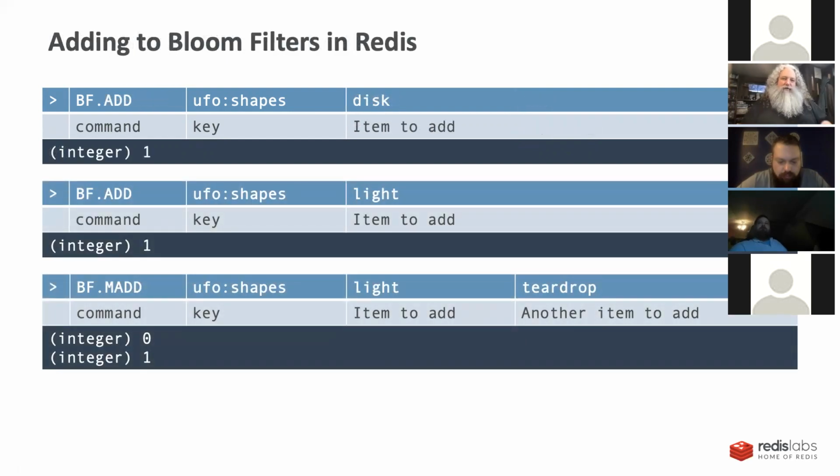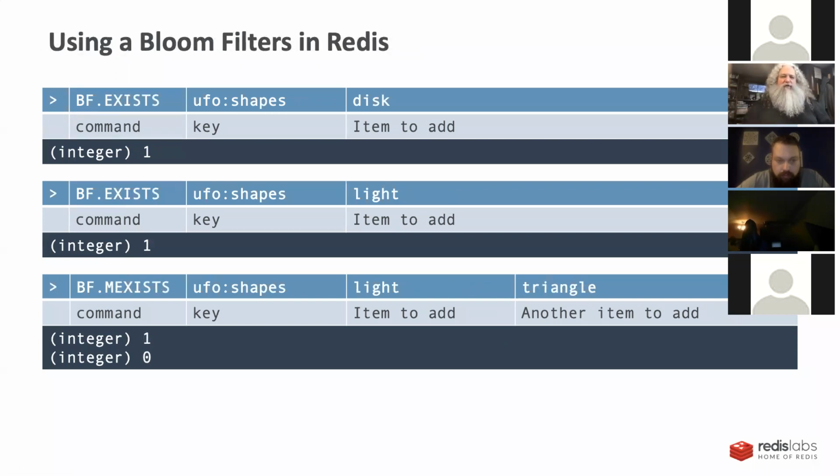And then to use it, you just call add. So BF.ADD ufo_shapes disk, BF.ADD ufo_shapes light. And there's also a multi-add, so you can do light and teardrop. So you can add multiple things at once. I actually think add should have just taken multiple things, but this is still okay. And so you can add things to it. And when you go to check, you call BF.EXISTS. And it will say 1 for probably and 0 for no. And you can just use them. And so that's a Bloom filter. Any questions so far?